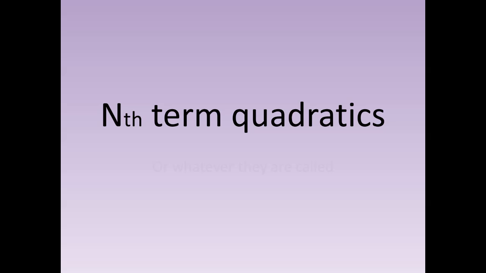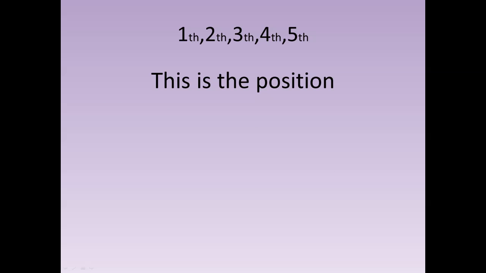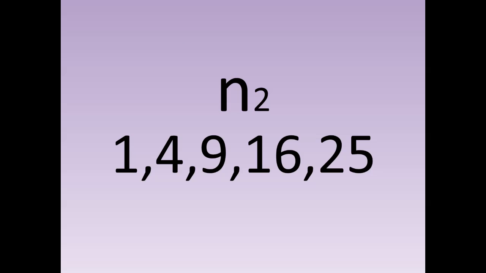In this episode, we're doing nth term quadratics. The n in nth term is the position of the number. So if it is the first number in the sequence, then it is 1. The second number is 2, and so on. To make it a quadratic, n has to be squared, which means you square the position. Let's see this in a sequence.